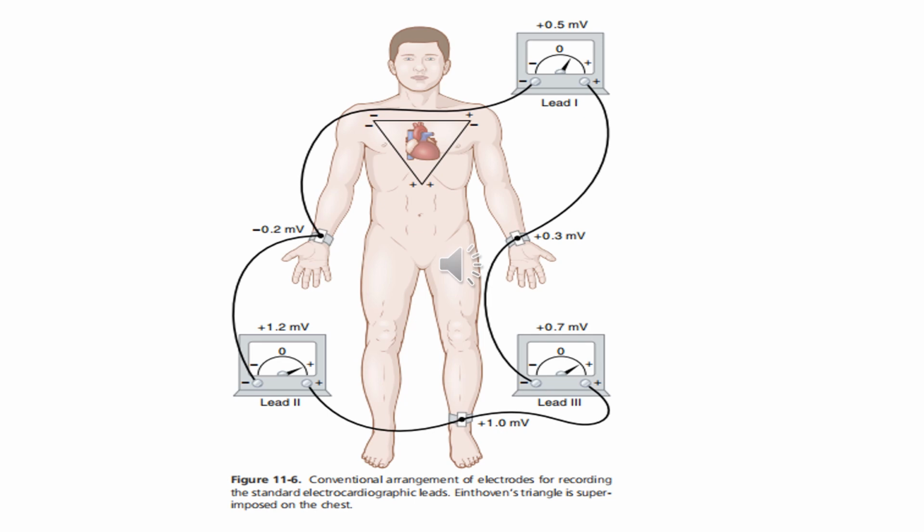And lead 2 records a positive potential of plus 1.2 mV, because these are the instantaneous potential differences between the respective pairs of limbs. Now, note that the sum of the voltages in leads 1 and 3 equals the voltage in lead 2, that is, 0.5 plus 0.7 equals 1.2. Mathematically, this principle, called Enthoven's law, holds true at any given instant while the 3 standard bipolar ECGs are being recorded.